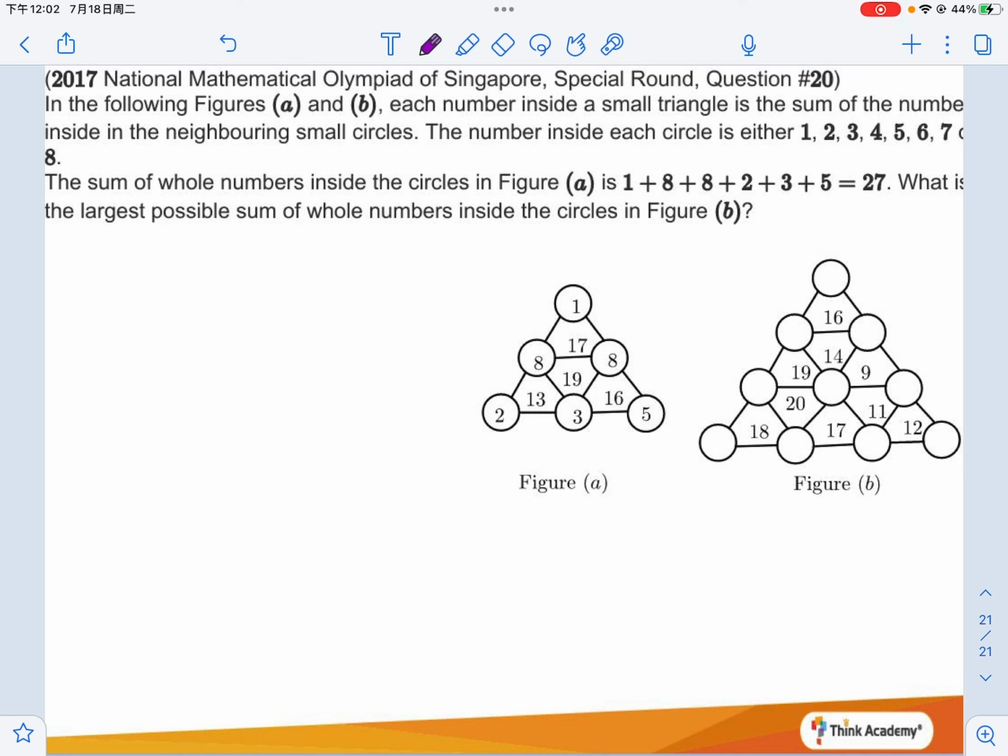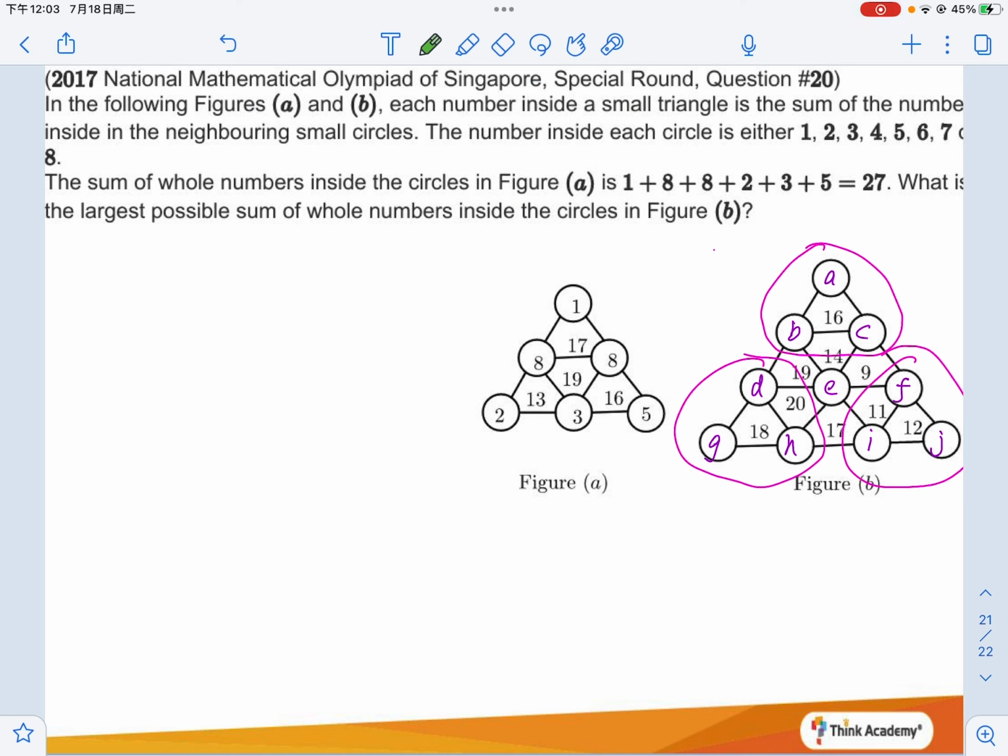Now let's look at the last question. For this last question, I think there is no better method. I just use A, B, C, D, E, F, G, H, I, J. So just look at this triangle, and this triangle.